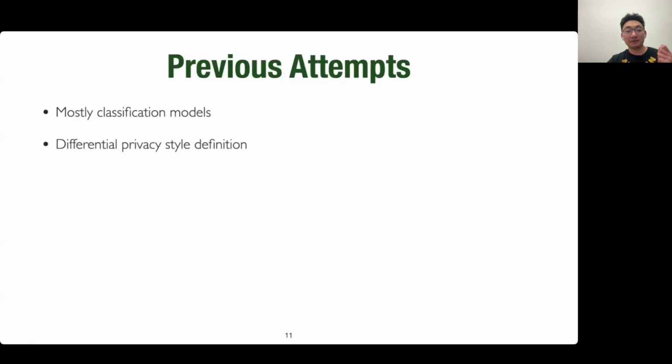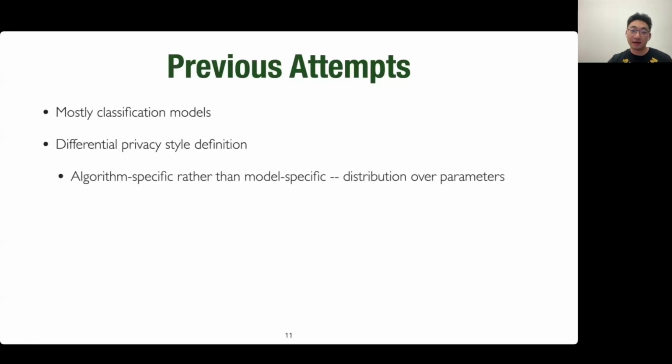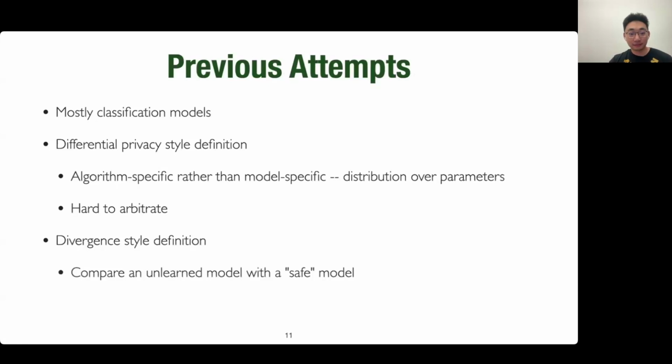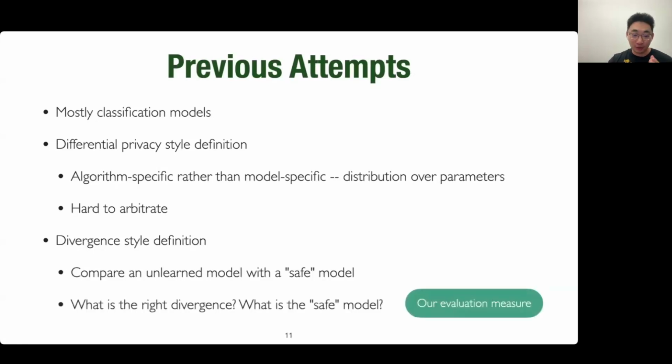So overall, previous attempts focused on classification models. There are DP-style definitions, which are very hard to arbitrate. We'll look at divergence-style definitions. But the question is, what is the right divergence and what is a good candidate for a safe model?